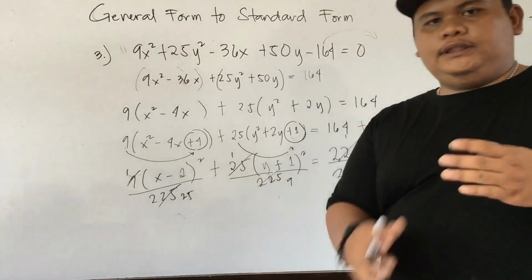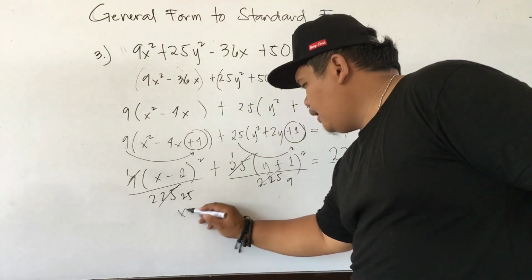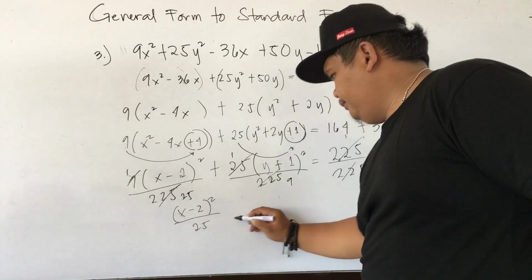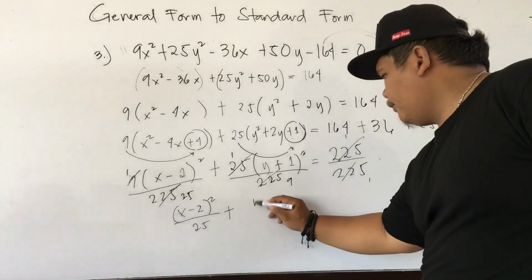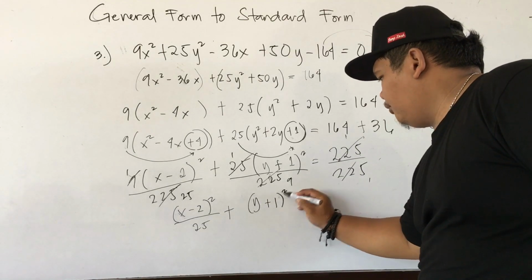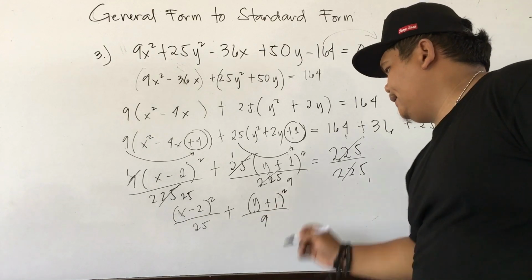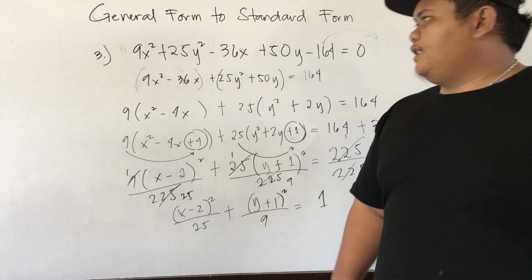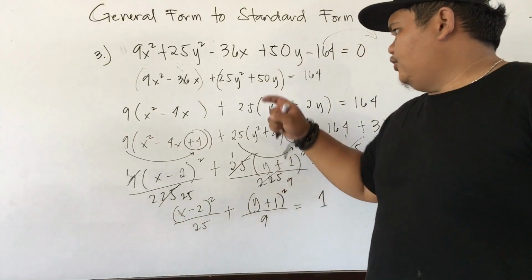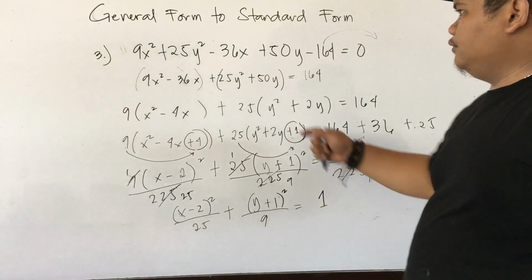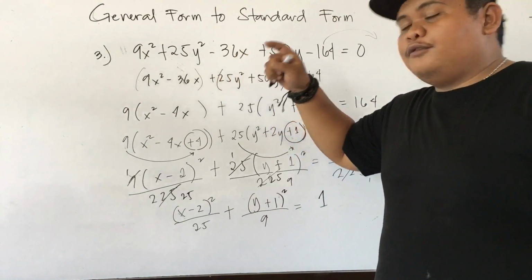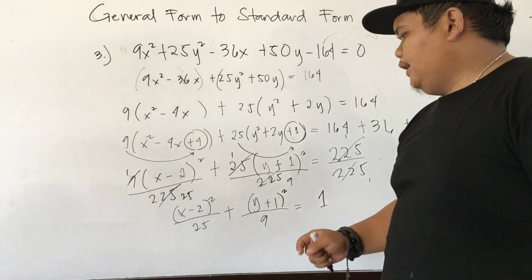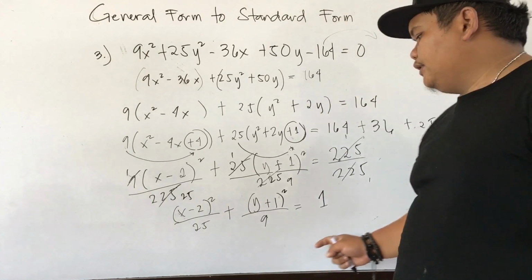Okay. Now, writing the final equation, this is x minus 2 quantity squared over 25 plus y plus 1 quantity squared over 9 equals 1. Now, after writing the standard equation, isolated from the general equation to the standard equation, we are going to identify what kind of conic section this is.